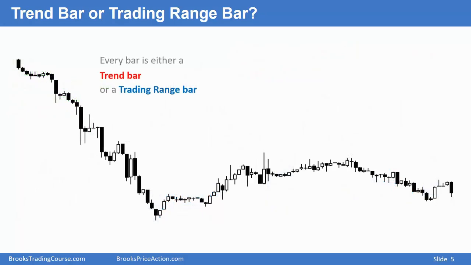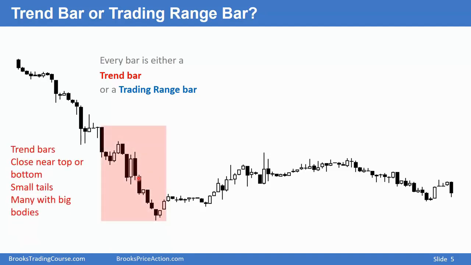Now, every bar is either a trend bar or a trading range bar. Trend bars close near the top or the bottom. They have small tails, and many of them have big bodies. We have a bull trend bar here and a bear trend, and then a series of bear trend bars. And then trading range bars start to become more prominent when the market feels complacent. There's no sense that the price is particularly wrong. There's no sense of urgency that the price has to quickly go to a better location, like in here.